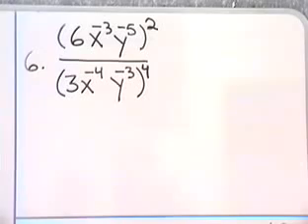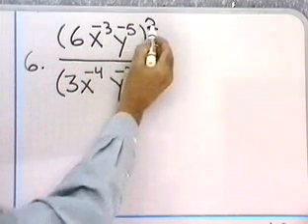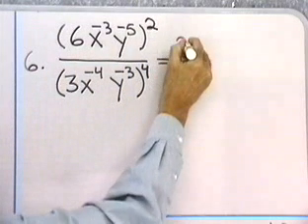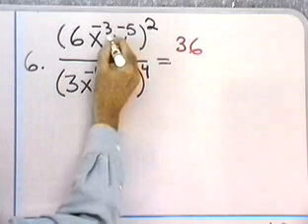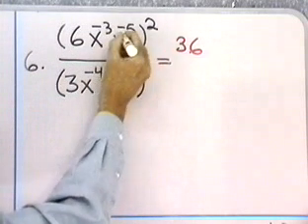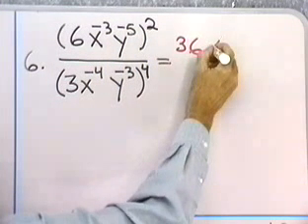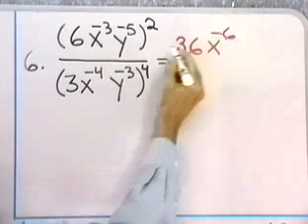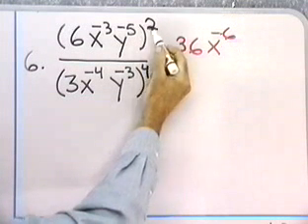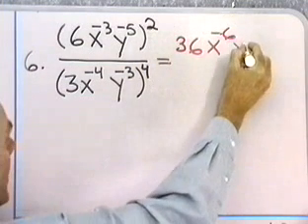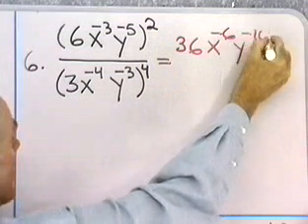Here it is. Here I have 6 to the second power. That's going to be 36. I have x to the negative 3 to the 2, so a power raised to a power, and multiply exponents and get negative 6. Y to the negative 5th to the second power. Again, I multiply exponents and I get y to the negative 10th.